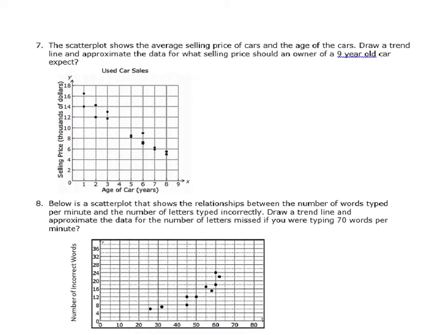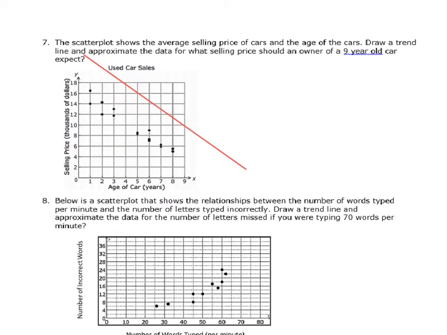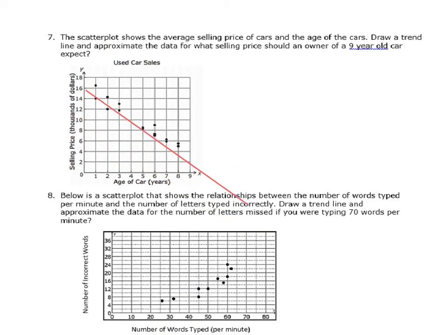Number 7. The scatter plot shows the average selling price of cars and the age of cars. Draw a trend line and approximate the data for what selling price an owner of a 9-year-old car should expect. So we are going to be using our patty paper for this. So we're going to fold it, trace the crease, and then open it up and trace the crease so we have a nice straight line. We can now put it on top of our data. Now I don't have patty paper to use on my iPad, but we are just going to use a line, and I'll be able to rotate this line and turn it as I need it.